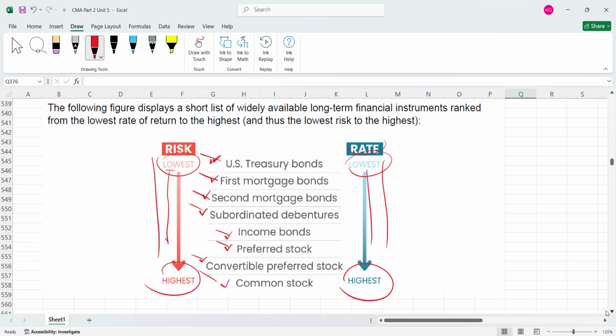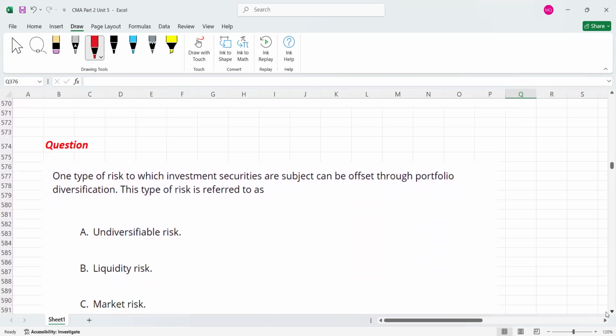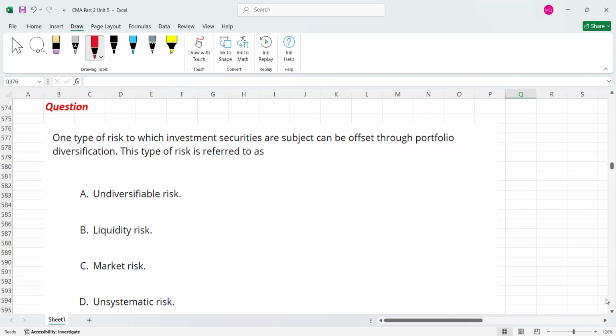Okay, guys. So now I'm going to show you questions and you will get the idea how questions will be tested. So here we go. We have question number one. They're saying one type of risk to which investment securities are subject can be offset through portfolio diversification. This type of risk is referred to as... please understand the question.